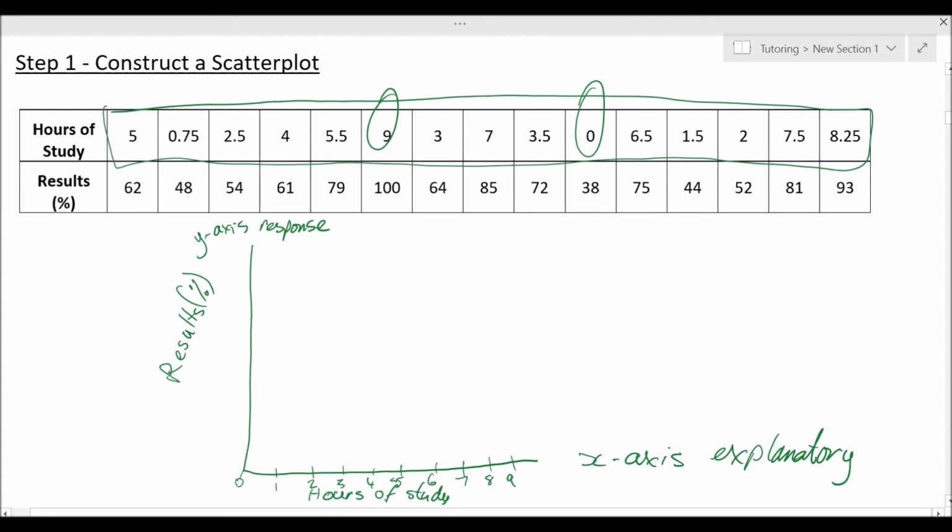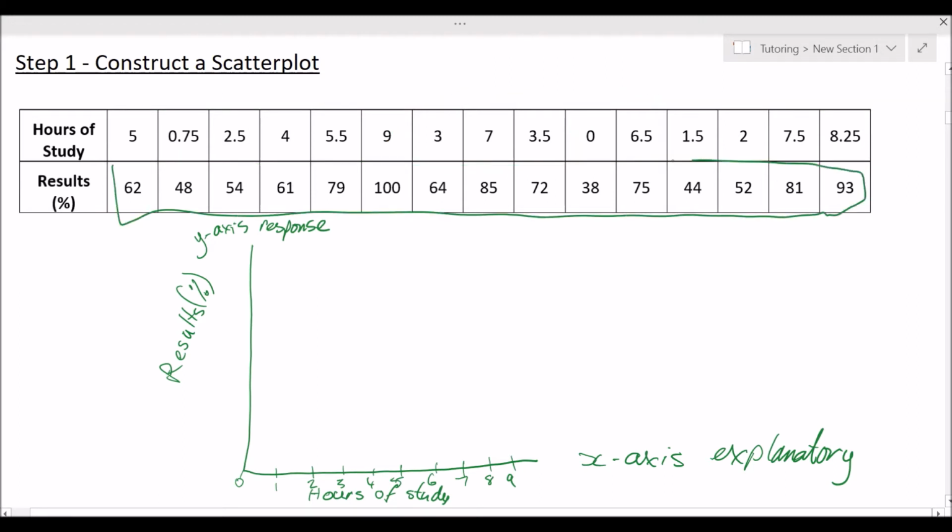Like so. Okay, now I'm going to do the same process on the results. Okay, my y variable. So I'm looking at this row here, and I can see the lowest result was 38 by that student who did no study, and the highest result was one student who got 100%. So my y-axis has to go between at least 38 and 100.